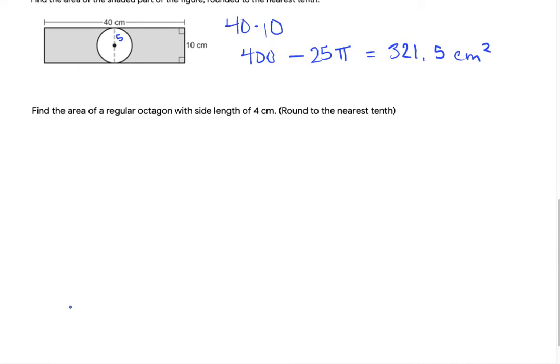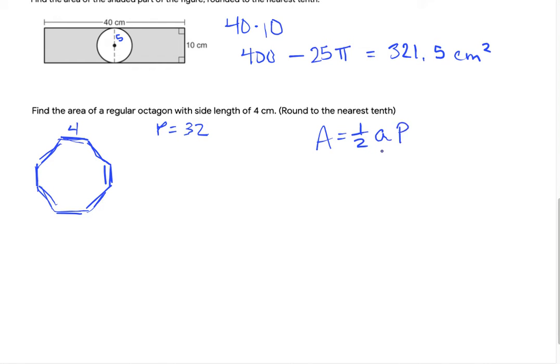The area of a regular octagon with side length of 4 centimeters. Okay, here goes my wonderful drawings. Can't connect anything. I really think I should just not draw ever again. Okay, that's supposed to be an octagon, and each side length is 4. So my perimeter is going to be 32. My apothem I don't know yet, so I need to find my apothem. So that's going to be this right here.